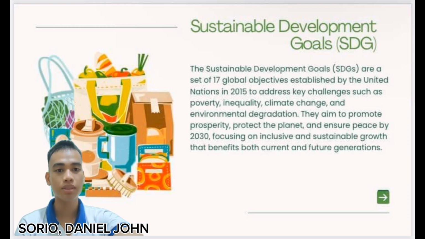Unlike previous initiatives, the SDGs are universal. They apply to all countries, rich and poor alike. They are designed to foster collaboration across nations, sectors, and communities, encouraging governments, businesses, civil society, and individuals to work together toward shared global goals. With a target date of 2030, the SDGs prioritize urgent transformative actions to build a more equitable, inclusive, and resilient world for present and future generations.